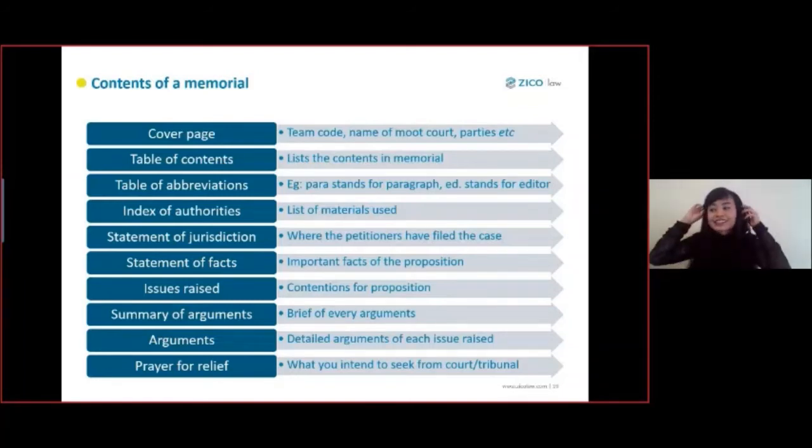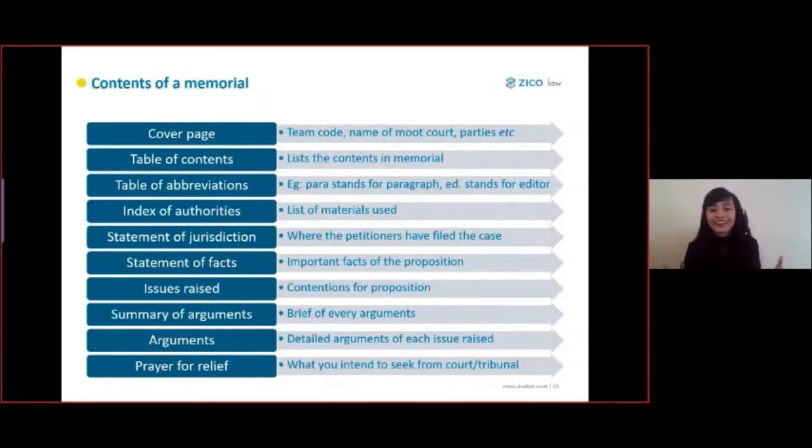The next one is the table of contents. It lists the content in your memorial, basically your arguments in brief form. The next one is the table of abbreviations. It's not typically needed in local mooting competitions, I believe, but once you go further, you'll realize that it's important because of the Latin words used in legal cases. Next is the index of authorities. This is just the authorities that you have used.